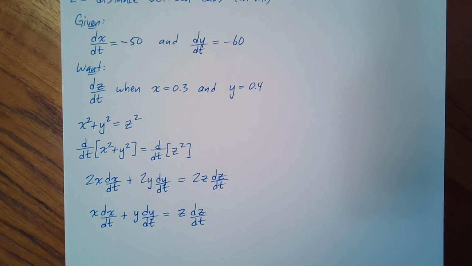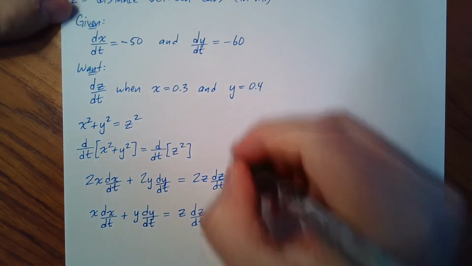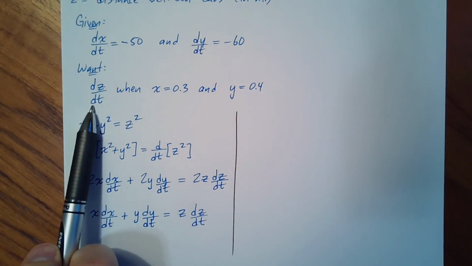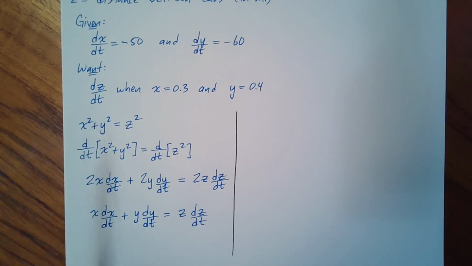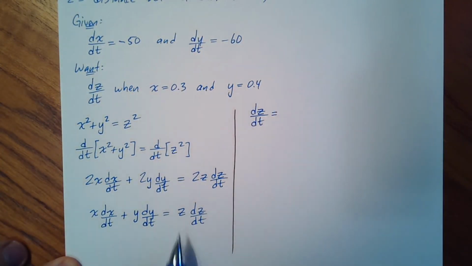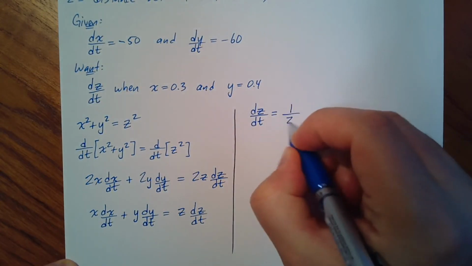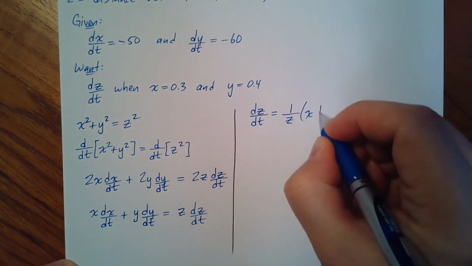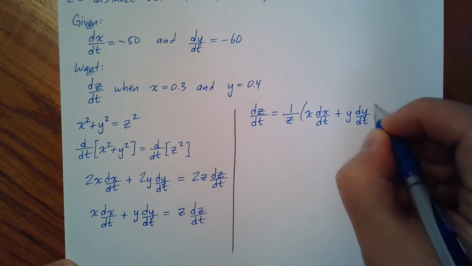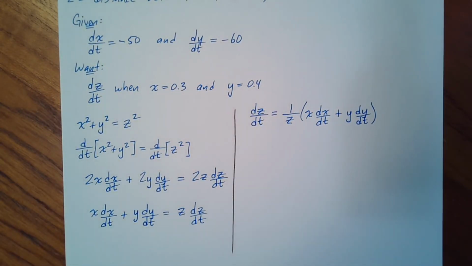Now, what's next? Well, we want to isolate for the quantity that we're looking for, which is dz/dt in this case, right? That's the quantity that we're looking for. We want to know what is dz/dt. So take this relationship that we now have between the rates of change and solve for dz/dt. What you're going to get is the following. dz/dt, well, I'm going to have to divide both sides by z, right? So multiply both sides of the equation by 1 over z, and I'm going to get 1 over z times x dx/dt plus y dy/dt. So that's what I get if I solve for dz/dt, and now it's a matter of plugging everything in.